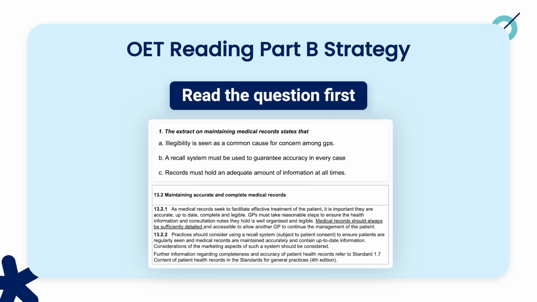Before we start the clock, let's look at how to approach these questions. Tip 1 is to read the question first. Unlike Part A, where you skim the text first, in Part B, you should read the question first. This tells you if you are reading for gist, the overall message, or for specific detail.